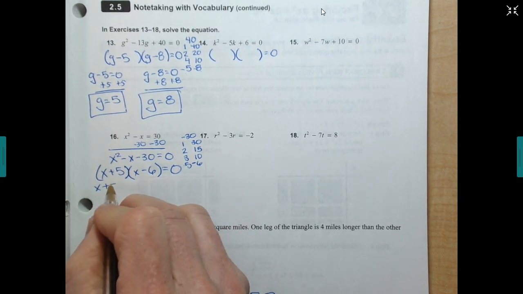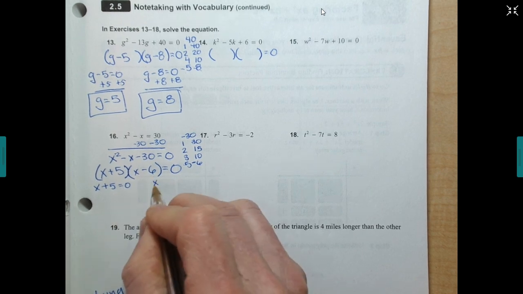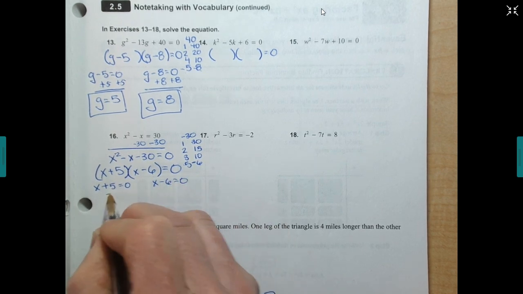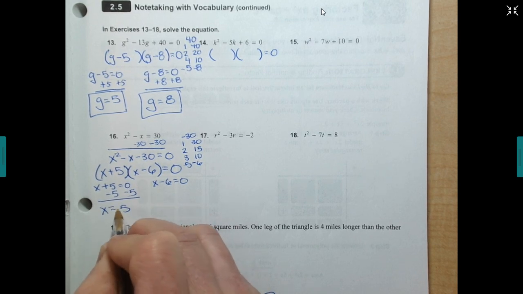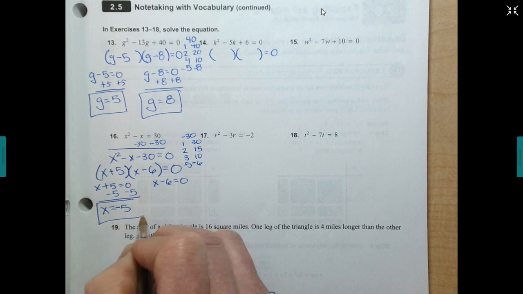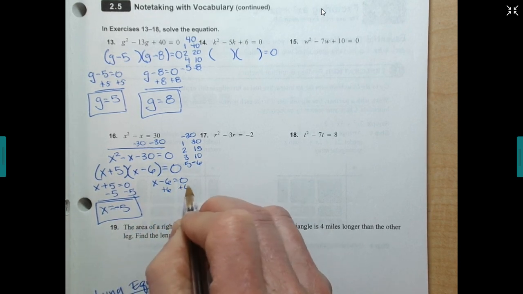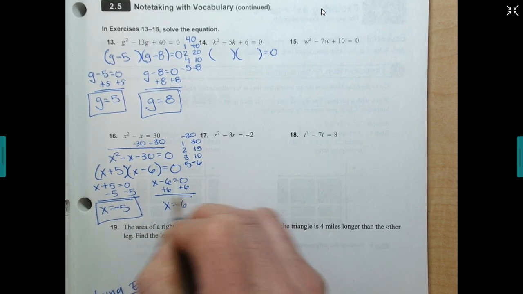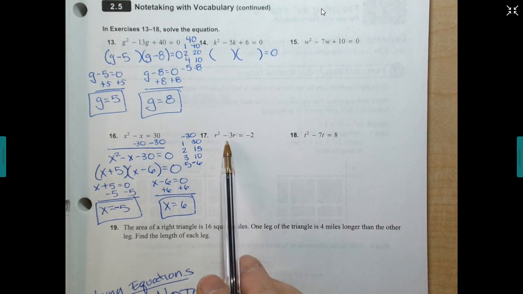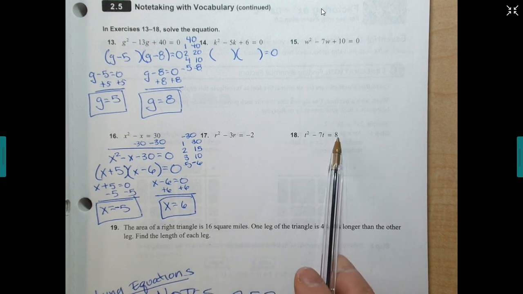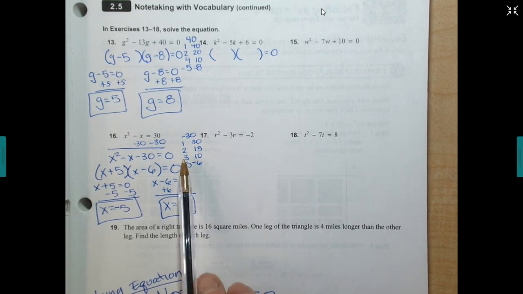Turn this into two equations. x plus 5 equals 0. x minus 6 equals 0. Please make sure you're showing all of your work. x equals negative 5. x equals 6. Please show all of your work. So if you notice, these two both require you to move this part over to make it in standard form. So I'd add 2 to both sides, subtract 8 from both sides. Okay, don't forget those steps.